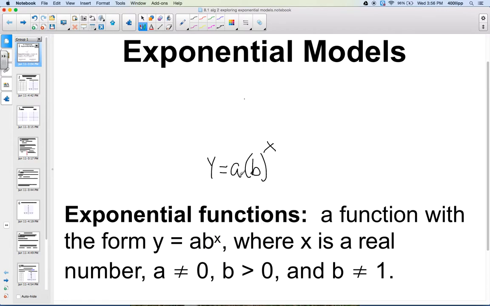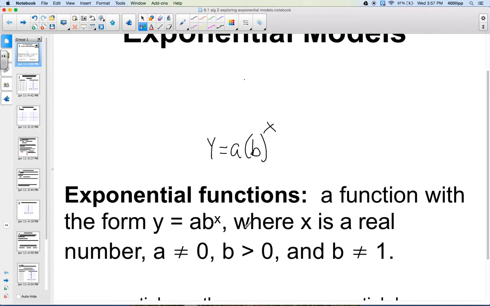A cannot be 0, because if a is 0, it'd make this entire equation 0, and then it would just be y equals 0, which is a horizontal line. B has to be greater than 0, so this base right here has to be greater than 0, and b cannot be 1, because if b was 1, 1 to any power will still be 1.